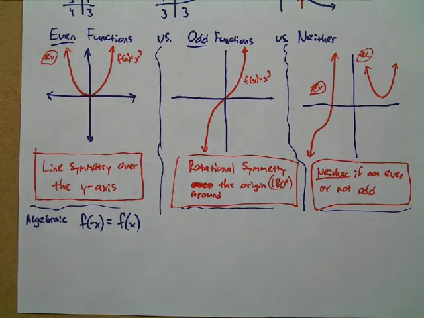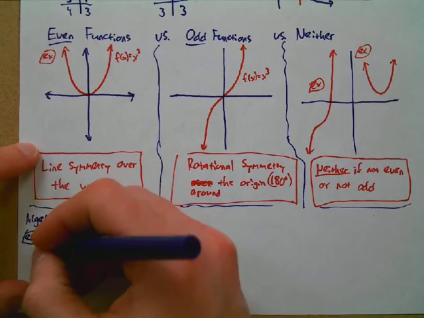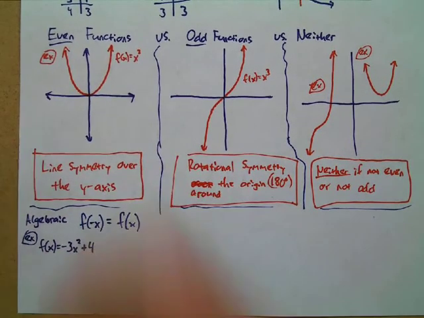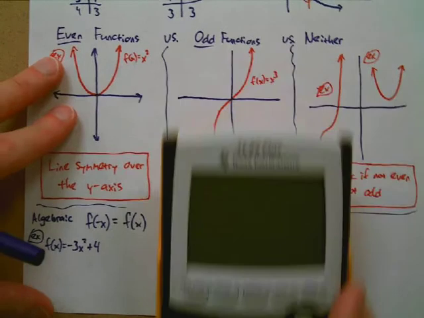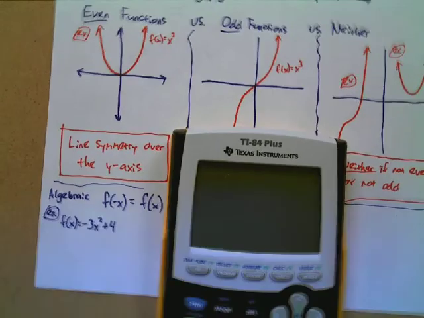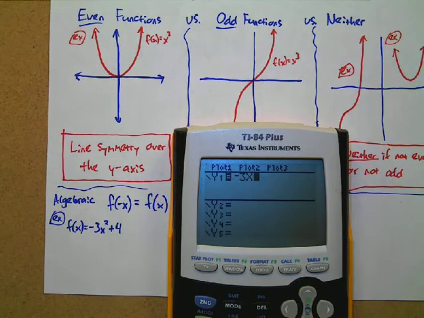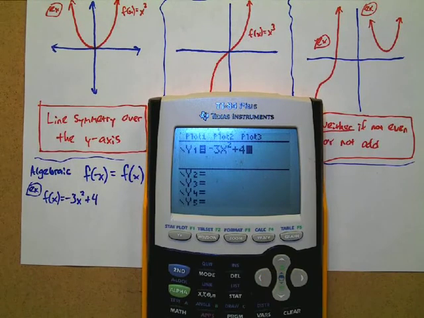Let's say we've got f of x equals negative 3x squared plus 4. F of x equals negative 3x squared plus 4. Well, let's visually inspect it first. If you want to graph it, I'll put on my graphing calculator. If you want to get your graphing calculators out, feel free, or you can just follow along with me. So I'm just going to graph this. Let's see what we should get here.